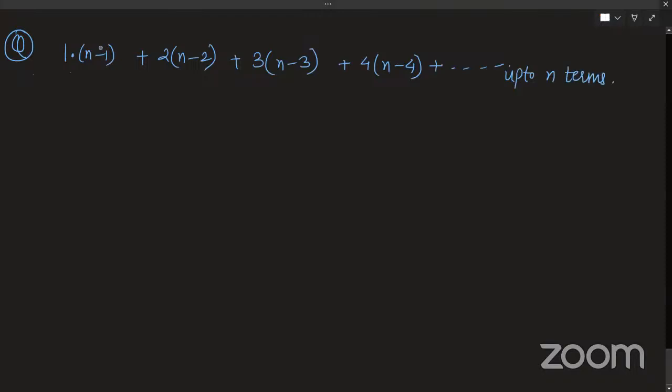So just now I will lower the level of the question a little bit. Lowering, as in, now it will be easier for you to write the nth term, the ith term basically. So it is 1 into n minus 1 plus 2 into n minus 2 plus 3 into n minus 3 plus 4 into n minus 4, and so on up to n terms. Tell me, how would we do it?